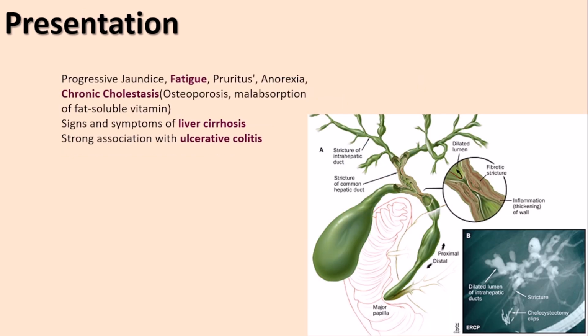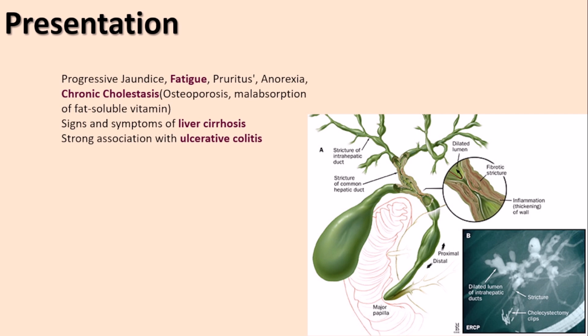Now, what are the presentations of primary sclerosing cholangitis? Here we have the same presentation as we have in primary biliary cirrhosis. So in both diseases, we have signs and symptoms of obstructive jaundice. So the patient will present with progressive jaundice, fatigue, and pruritus, and pruritus is due to the fact that we have leakage of the bilirubin to the blood. We have anorexia, and also we have signs and symptoms of cholestasis.